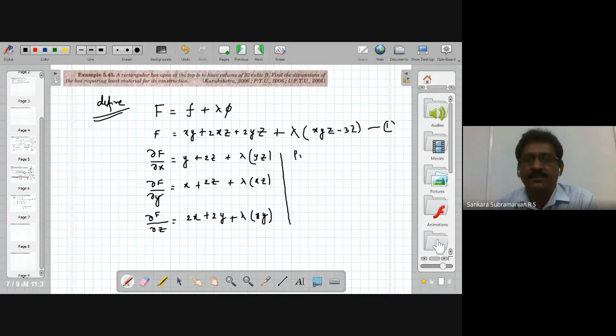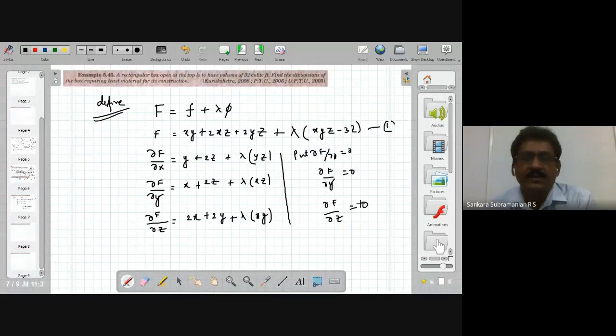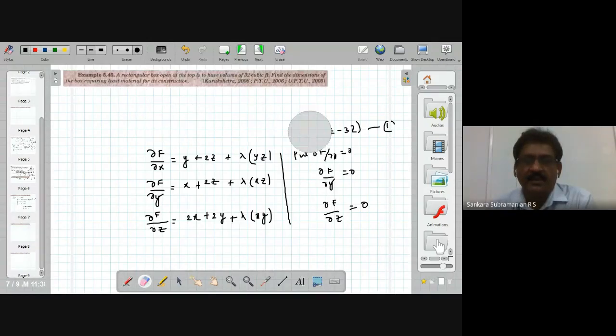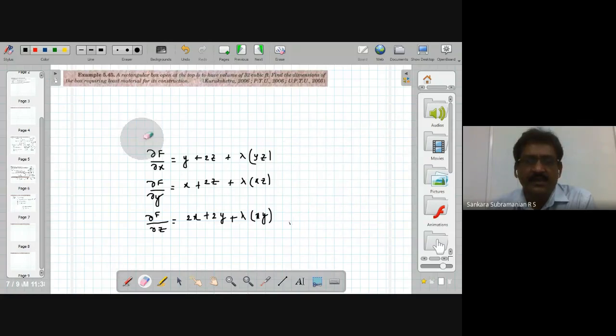Next step is put dou F by dou x equal to 0, dou F by dou y equal to 0, dou F by dou z equal to 0. So if I do that, equation கிடைக்கும். அதுக்கு முன்னாடி உங்களுக்கு இந்த ஈக்குவேட்டிங் கான்செப்ட் தெரியுமான்னு தெரியல. ஒரு ஈக்குவேஷன் தான் எழுதிருப்பீங்க. We can write more equations. அதை நான் முதல்ல சொல்லிட்டு அதுக்கப்புறம் இதை நான் நடத்துறேன்.